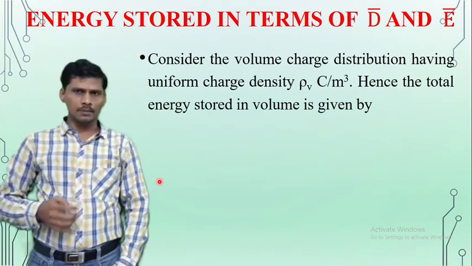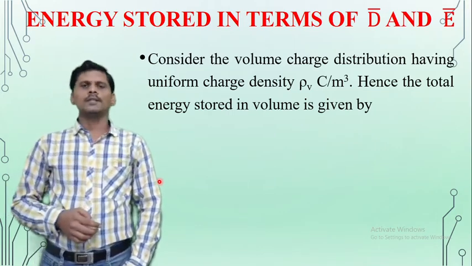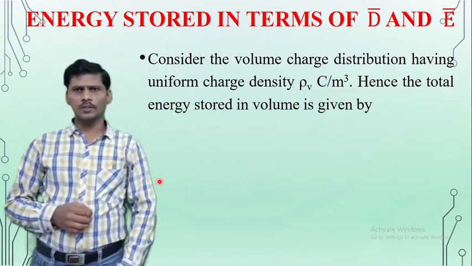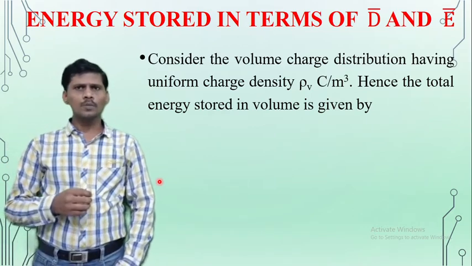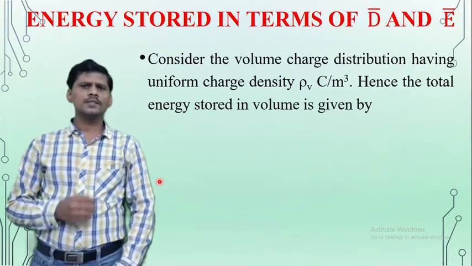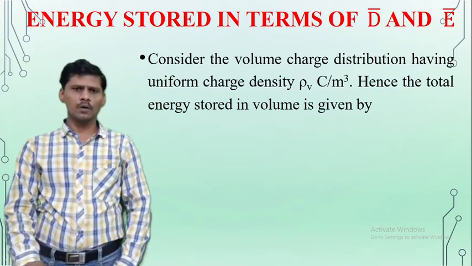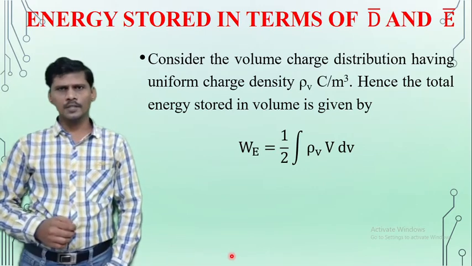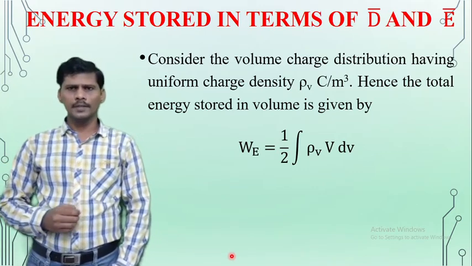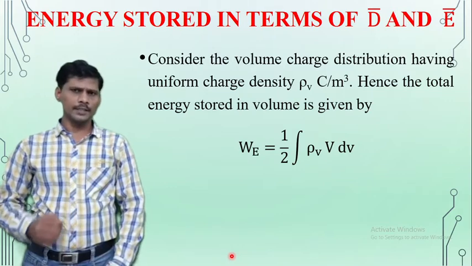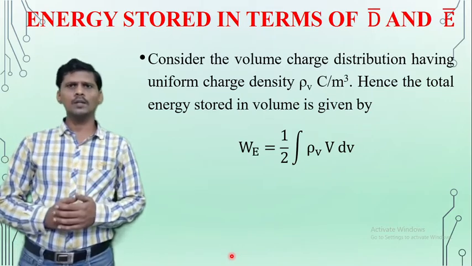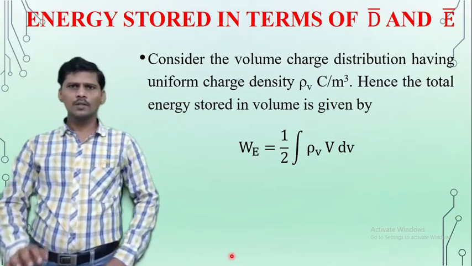capital D bar. So we know that, consider a volume charge distribution having uniform charge density rho v in coulombs per meter cube. Hence, the total energy stored in the volume is given by W suffix E is equal to 1 by 2 volume integral of rho v into V dV. So this is the equation of the total energy stored in a volume charge distribution.